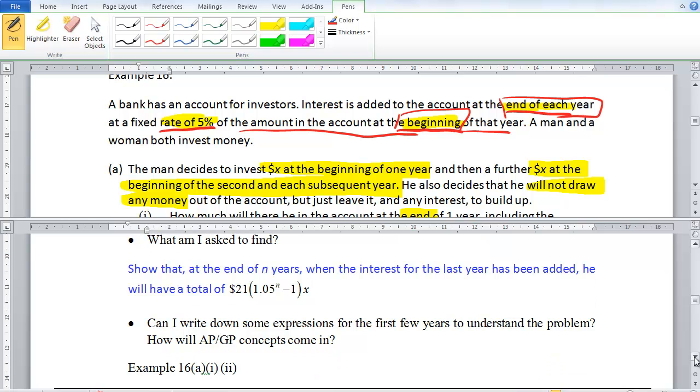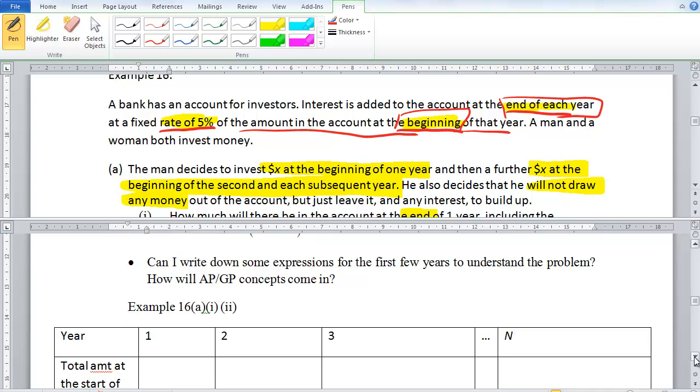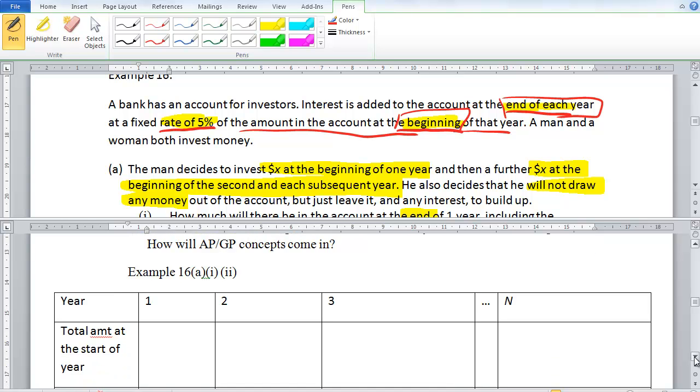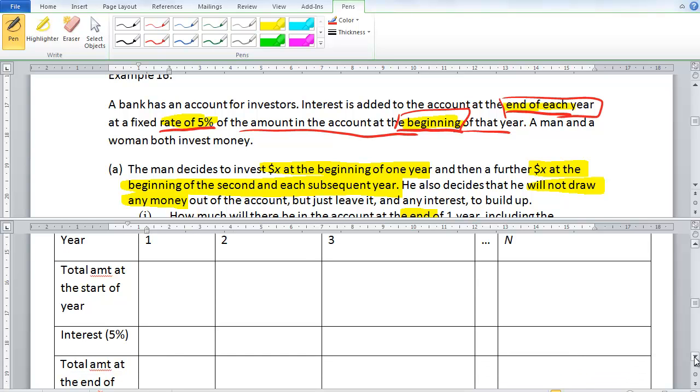So let us write down some expression for the first few years to understand the problem, and from there we analyze how we can apply the AP GP concept. So let's look at this table, which is available in your lecture notes. As I analyze, I hope you follow and jot down the numbers accordingly. Now, let's look at the very first year. The total amount at the start of the year that the man has was the amount that he puts inside the bank. That is X dollar.